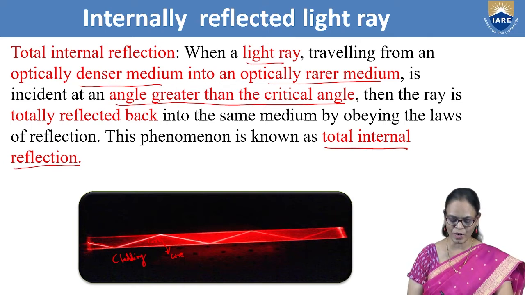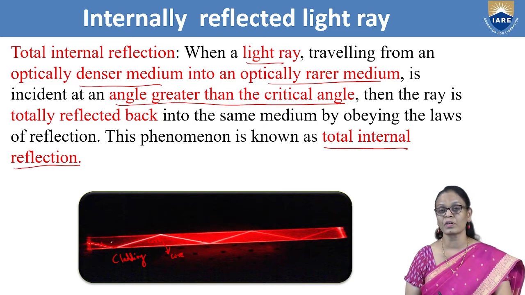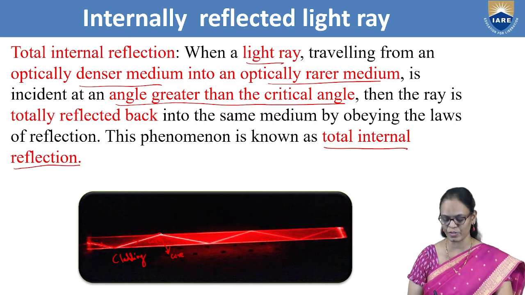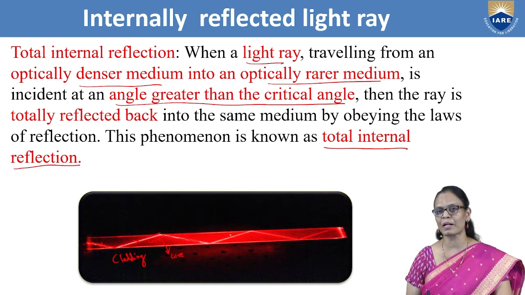Now when a ray of light is incident here at the interface, and if it is incident at an angle greater than the critical angle, then what happens? It reflects back into the same medium. Again, the same thing happens here, it reflects back. Like that, there will be multiple reflections, which we are calling total internal reflection.